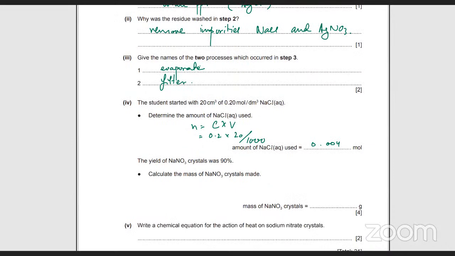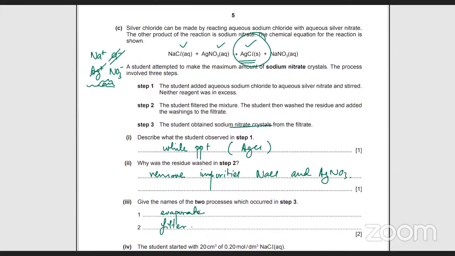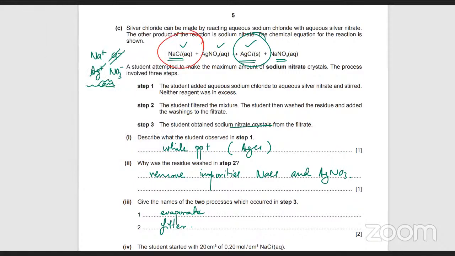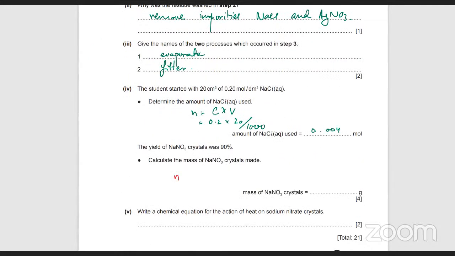So they're saying these are moles of NaCl, so in the equation NaCl and NaNO3 have the same ratio. Their ratio is exactly the same. So moles of NaNO3 will be exactly the same, which is 0.004, right? So how do you find mass? Moles multiplied by MR. So what is the MR of NaNO3? In the periodic table, Na is 23, N is 14, and oxygen is 16 times 3. So moles times MR, find the mass. How much mass do you get?